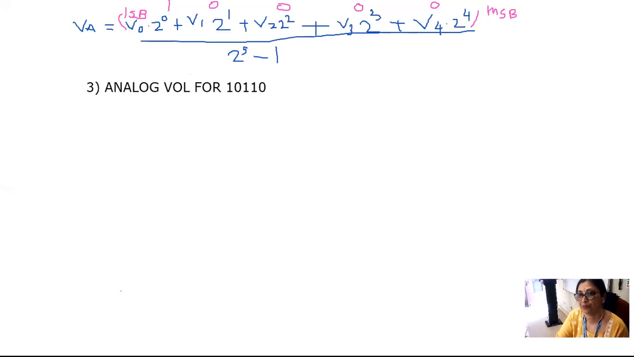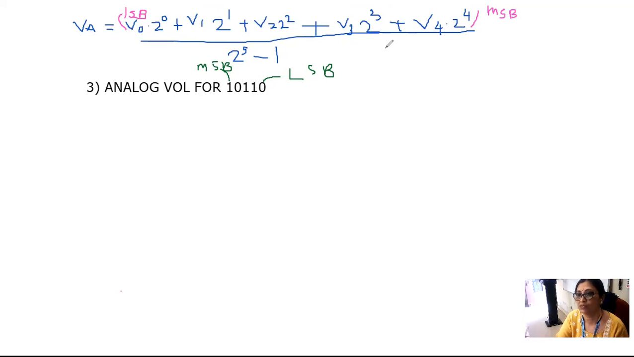Now, here also you can see that this is LSB and this is MSB. So write formula according to this. So first write down formula and then write down digits over here. Okay. So I'm going to rub this and I'm going to write the new value for which we are going to find out the voltage.